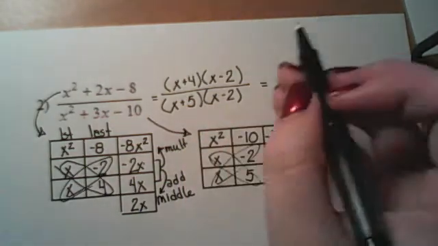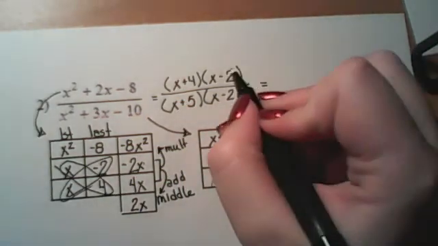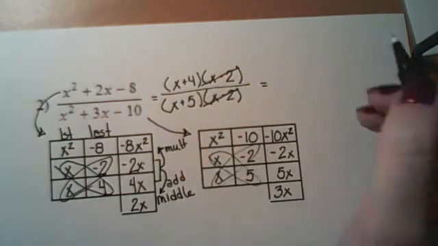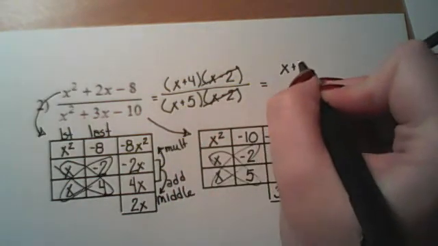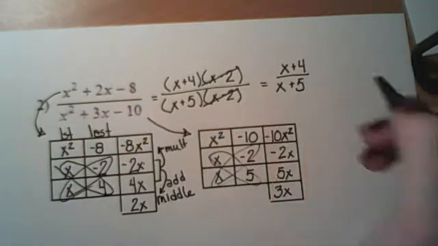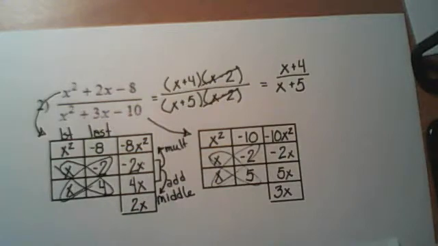Now you'll notice in both our numerator and our denominator we have a factor of x minus 2. So I'm going to cancel that out in both, and I'm left with x plus 4 in my numerator and x plus 5 in my denominator. And that is completely simplified.